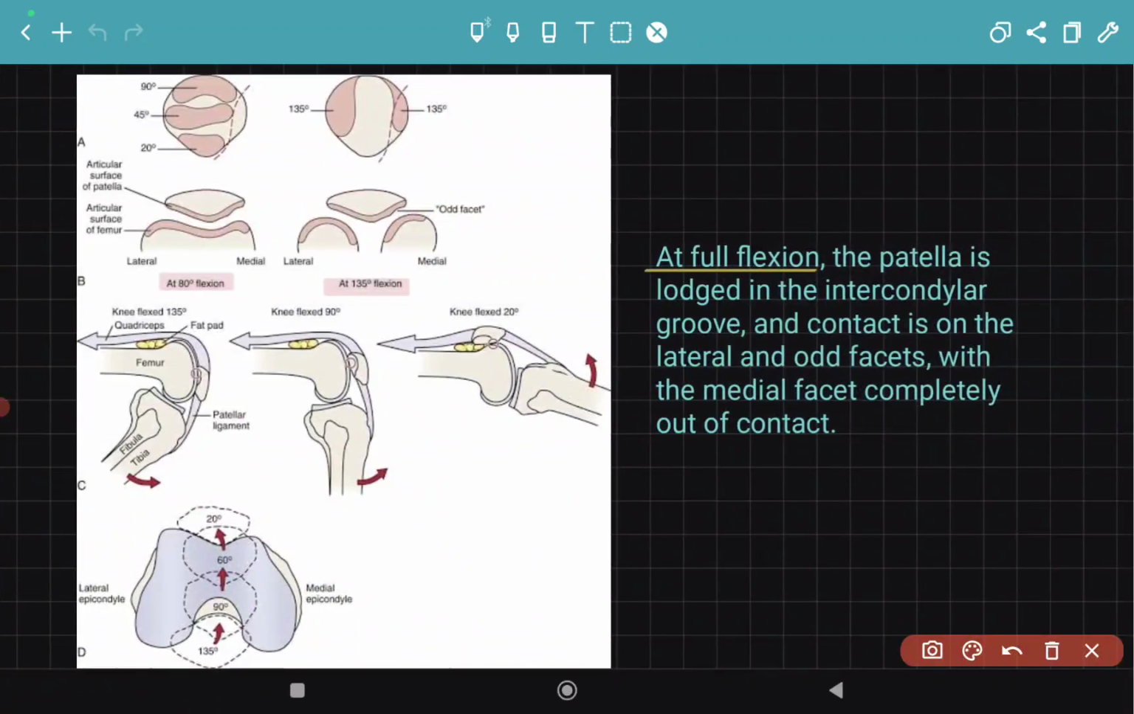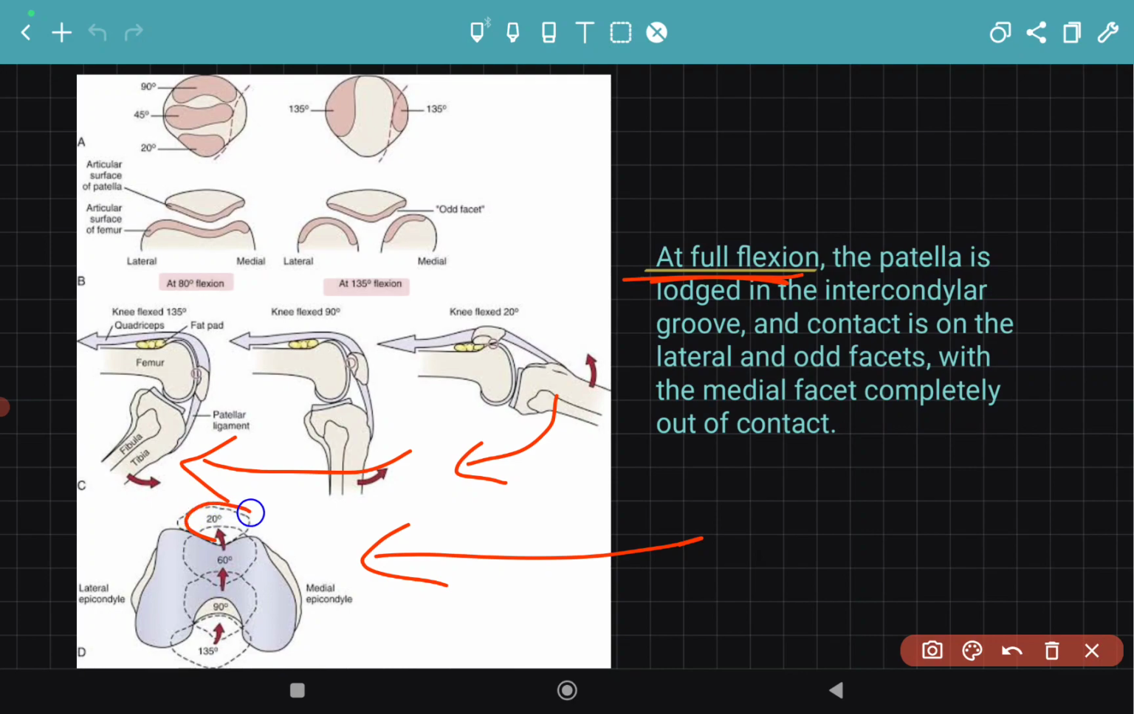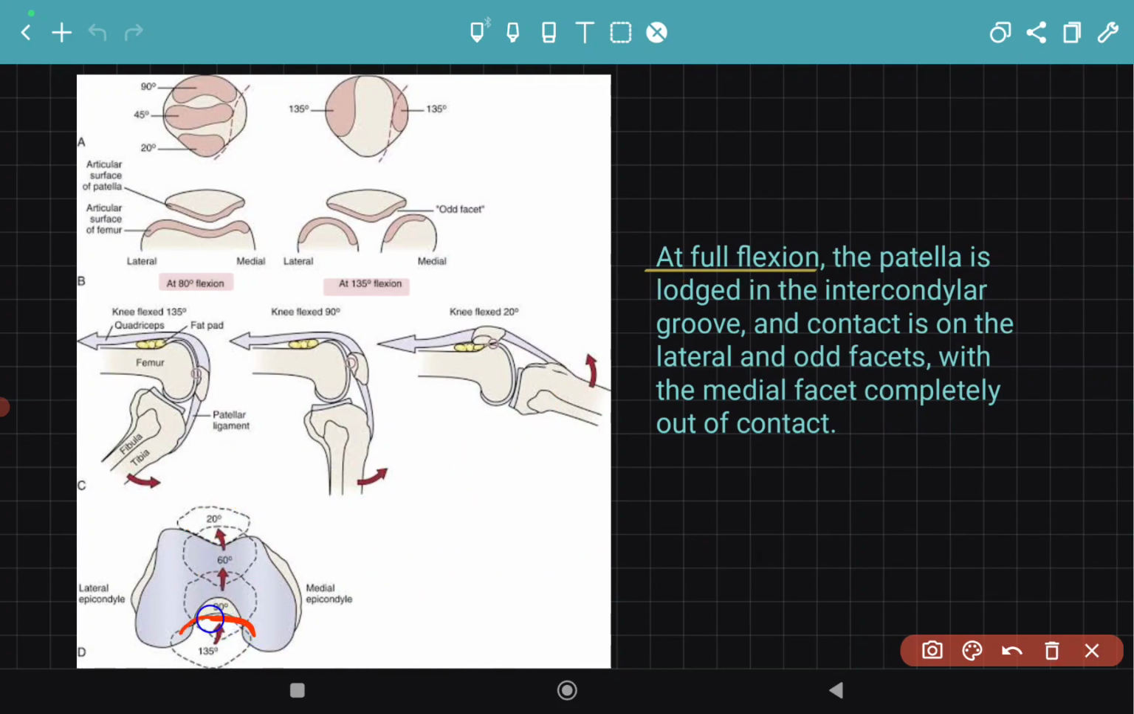And also, as we know, at full flexion, as can be seen and appreciated over here, if this goes in flexion this way, the tibia moves in flexion. So as it is approaching flexion, starting from here at the femoral sulcus, more down, more inferiorly, and at the end, full knee flexion 135 degrees, the patella is lodged into this intercondylar groove. And contact is on lateral and odd facets.